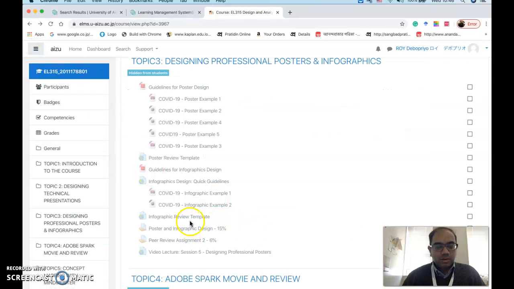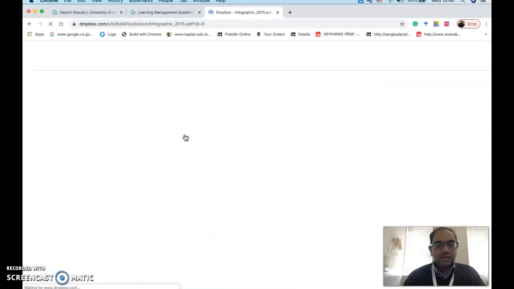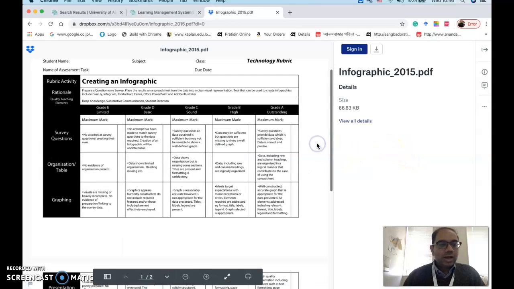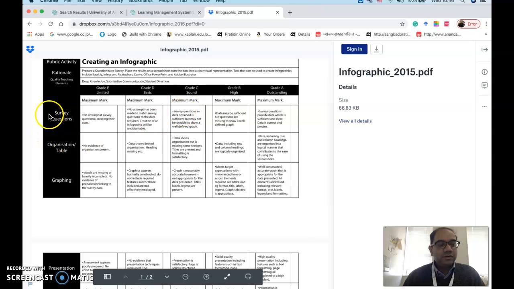We are now at the infographic review template. This is the infographic review template, just like the poster template. Look at whether your infographic has answered these kinds of questions, the survey questions. The survey question provides data which is sufficient and clear. Data is correct and precise. So do you think the data in your infographic makes sense? Organization and table, the visual aspect of it, what kind of data has been provided, how you've provided it.